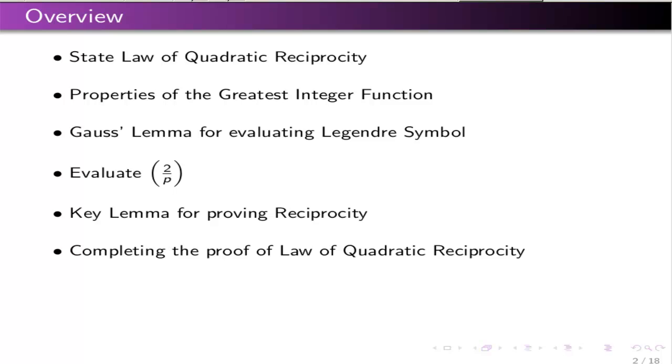So we'll first of all state the law of quadratic reciprocity again. Then as background, we'll need some properties of the greatest integer function. We'll state Gauss's lemma for evaluating the Legendre symbol. As a special case of that, we'll evaluate when 2 is a quadratic residue mod p. Then we'll prove the key lemma for quadratic reciprocity, and then finally complete the proof.